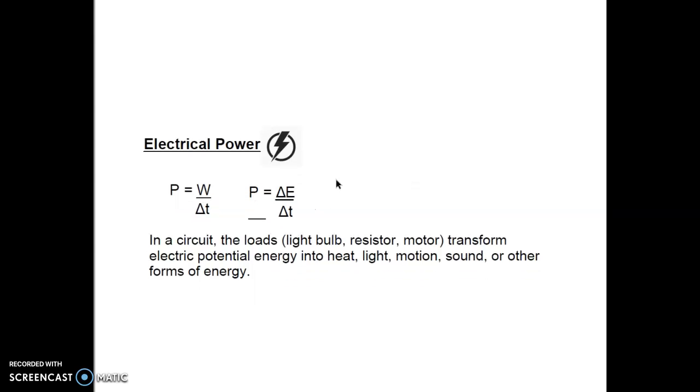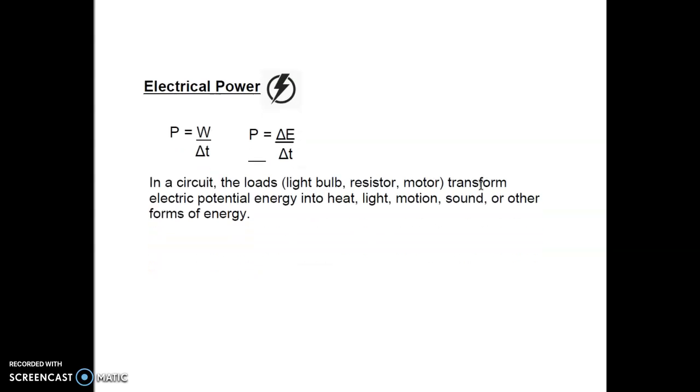Okay, so in a circuit, the loads, light bulb, resistor, motor transform electrical potential energy into heat, light, motion, sound, or other forms of energy. So that's just what it's saying, okay, that's what that power is.